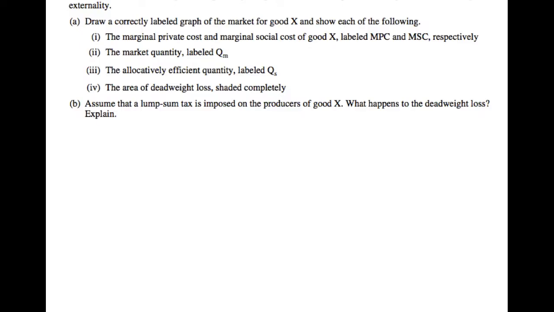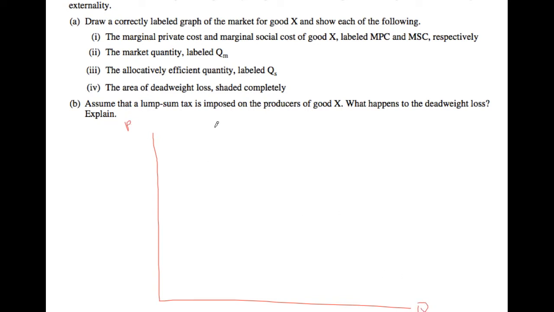In this question, we are asked to assume that the market for good X is perfectly competitive and that the production of good X creates a negative externality. Draw a correctly labeled graph of the market for good X and show each of the following. So let's go ahead and first start by just drawing our axes, price and quantity.